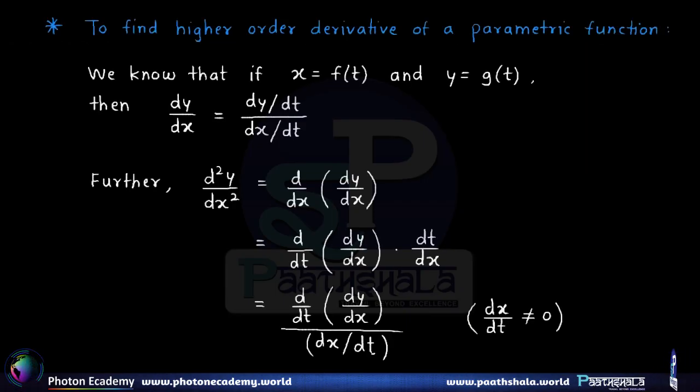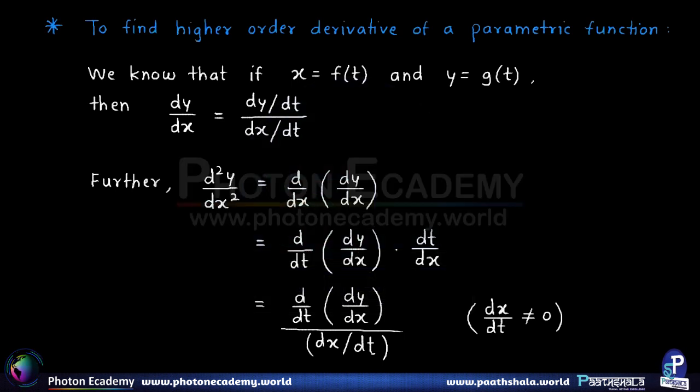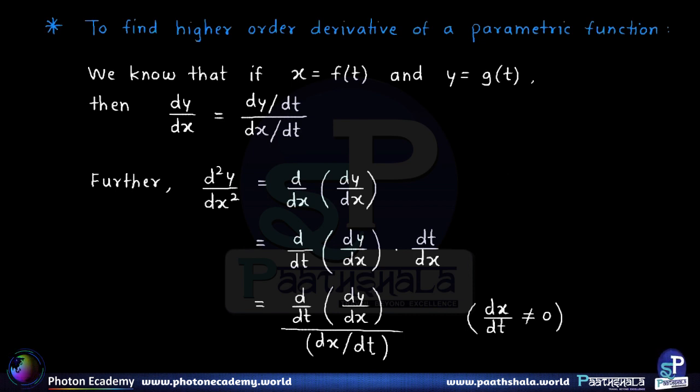Now let us see how to find the higher order derivative of a parametric function. Now this has a slightly different procedure and we have to understand it properly. We know that if x is some function of t, say f of t, and y is some another function of t, say g of t, then derivative of y with respect to x is given by dy by dt upon dx by dt. So we are already familiar with this differentiation of a parametric function. But you know that just gives us the first derivative.